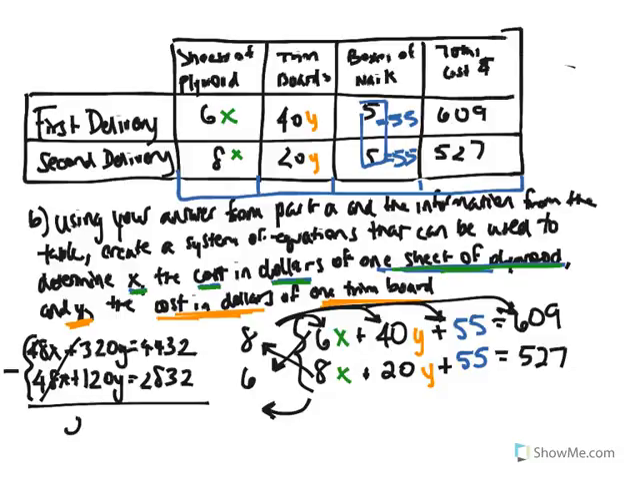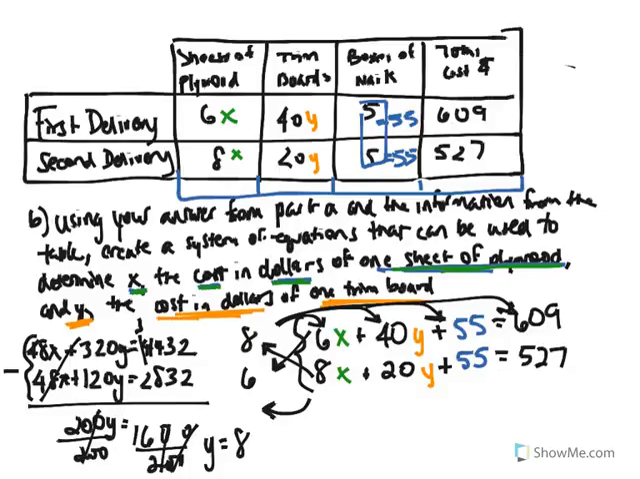200y equals... sorry, I don't have a calculator. 1600 divided by 200. We get y equals 8.